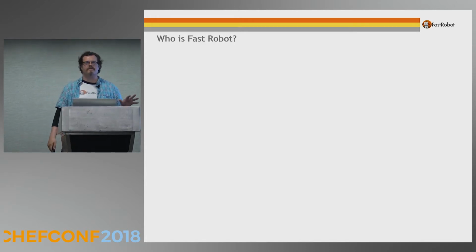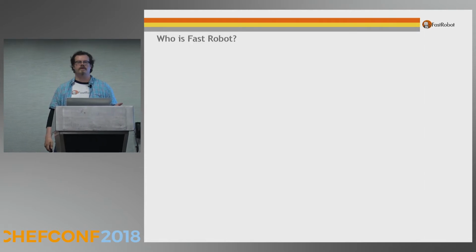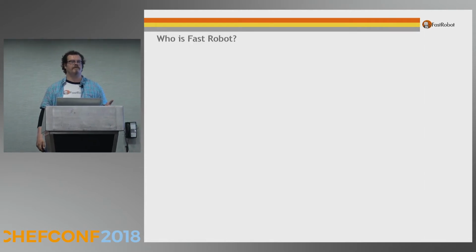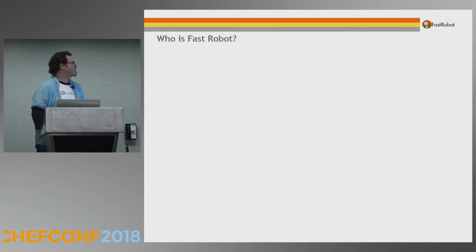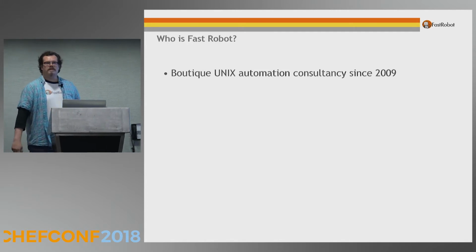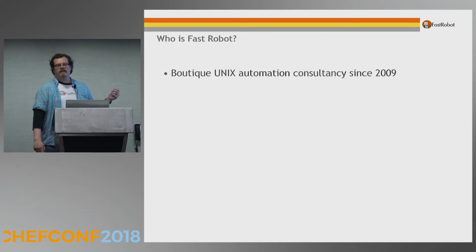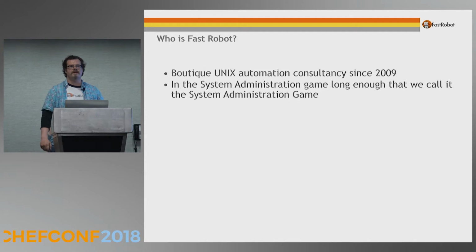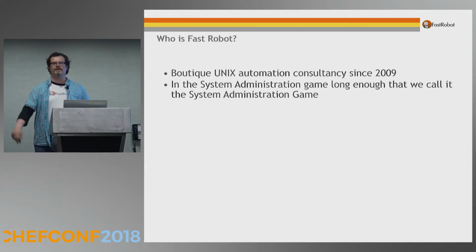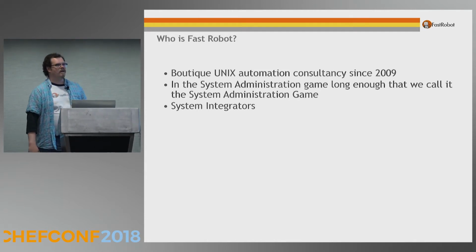Let's talk quickly about who FastRobot is. First off, this is 3 techniques for promoting ChefRepo objects through CI techniques. So we're a small Unix consultancy. We've been doing this since 2009. System administrators long enough that we generally call this the system administration game rather than anything fancier.